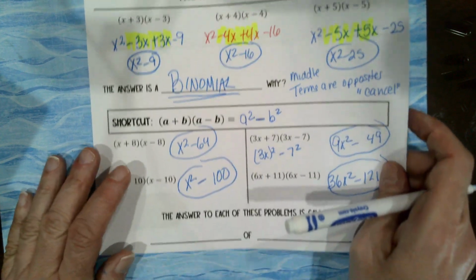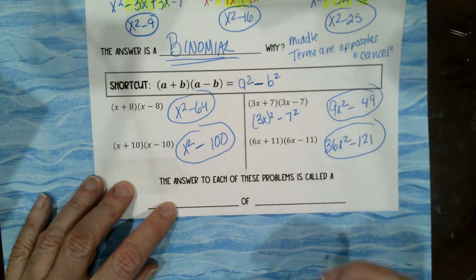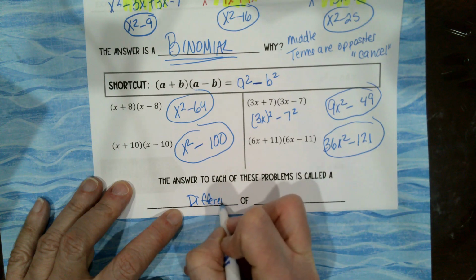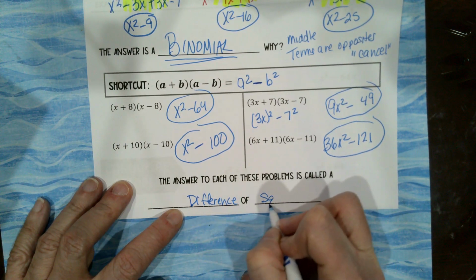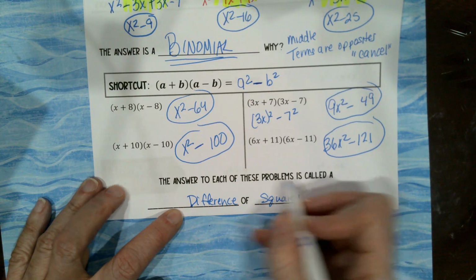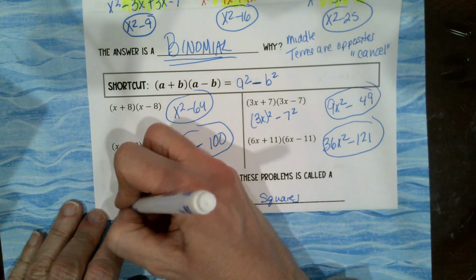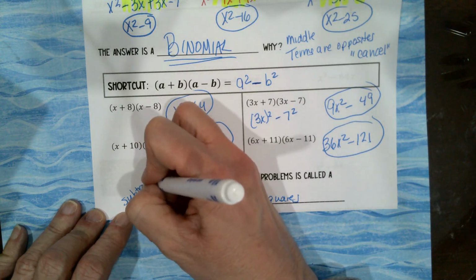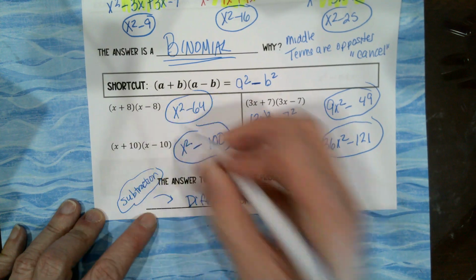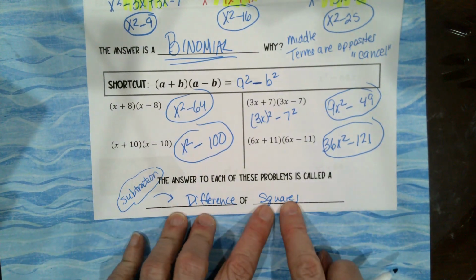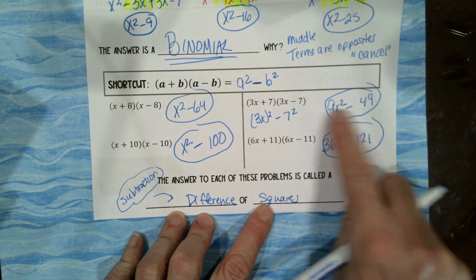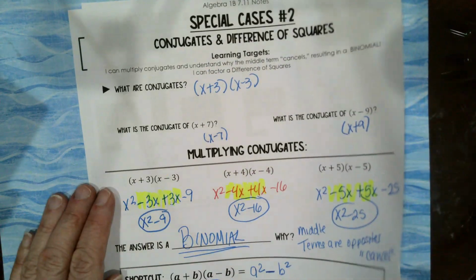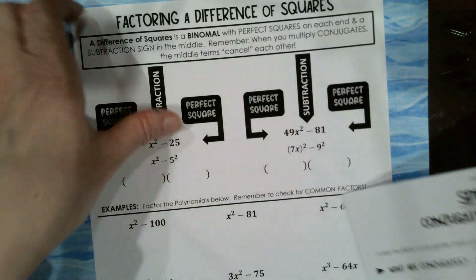When we get these answers, they have a special name, which is a difference of squares. And remember, difference means subtraction. So if I were to say, like, what's the difference of x and 3, you would say x minus 3. So we've been using this word difference often. So when we have two perfect squares with a subtraction sign in the middle, we have what is called a difference of squares.